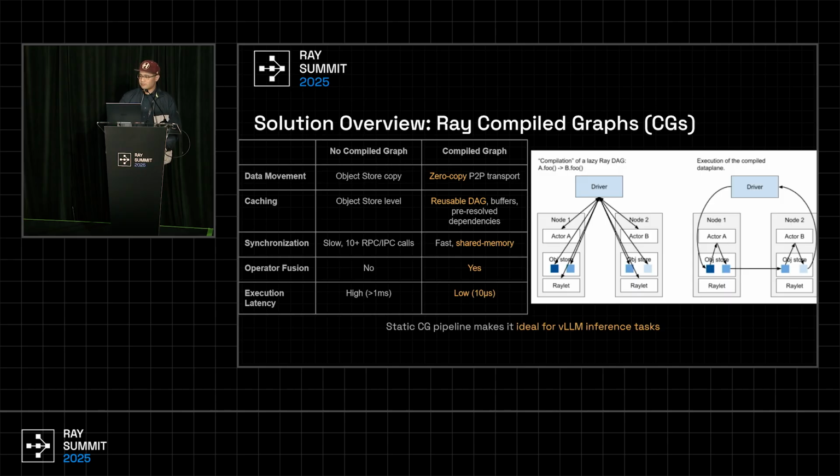So with compiled graphs, which is the new solution on the right, it enables many optimizations like zero-copy transport, reusable buffers, shared memory, and caching. And the overhead of execution is also 2 orders of magnitude lower. And the takeaway is by knowing the data flow ahead of time, you can optimize data movement with Ray compiled graphs.